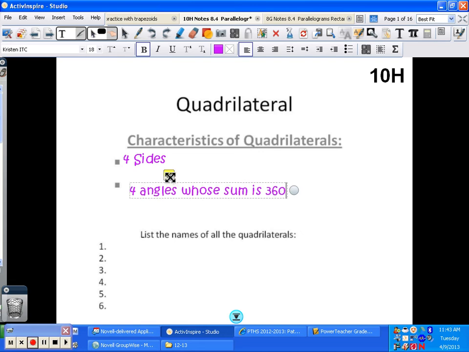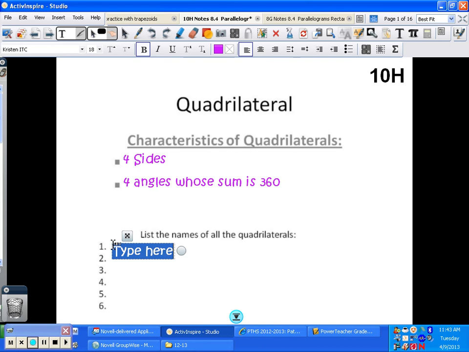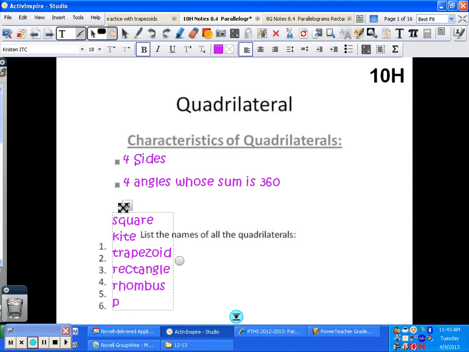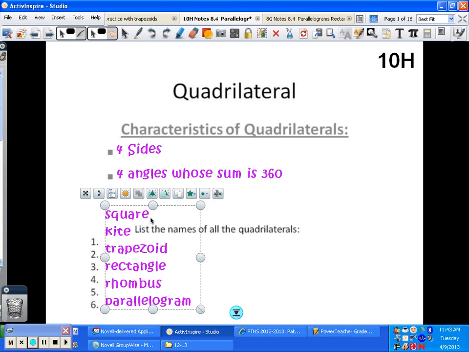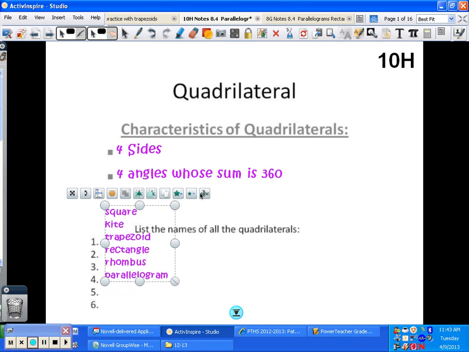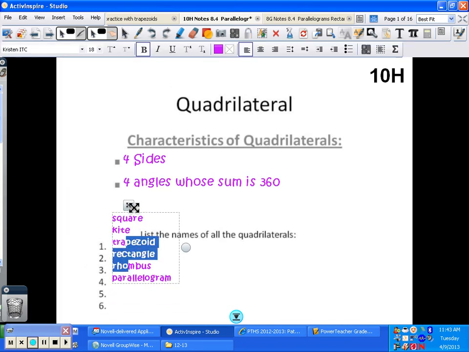Let's list, kind of quickly, all the names of the quadrilaterals. We have a square, we have a kite, we have a trapezoid. We also have an isosceles trapezoid, by the way. We have a rectangle, we have a rhombus, and we have a parallelogram. And that's in no particular order. Those are just the six quadrilaterals that we've been looking at in this unit.